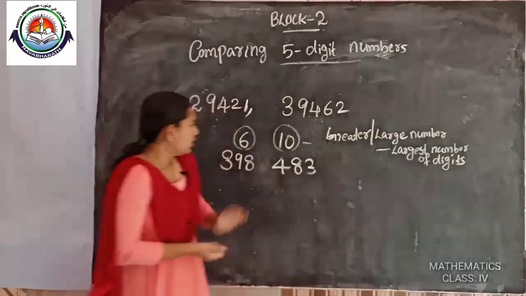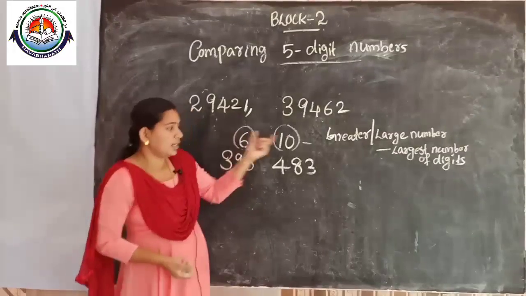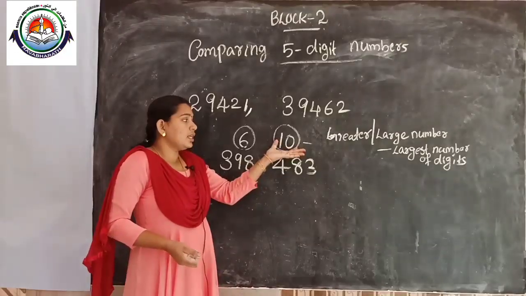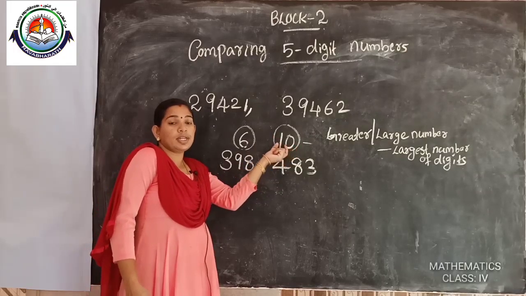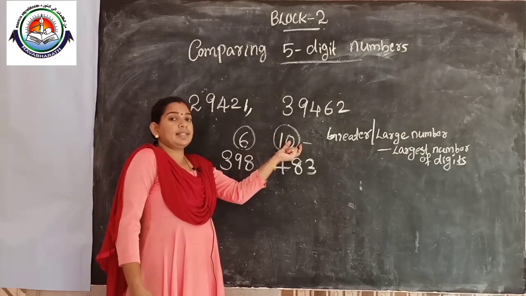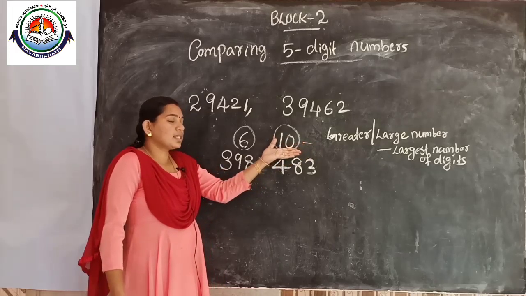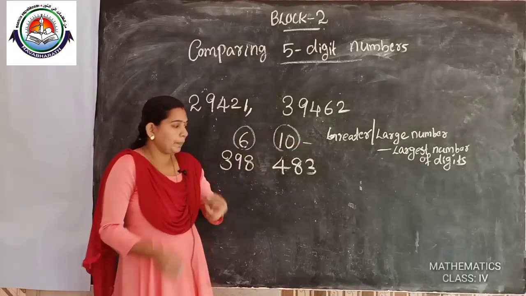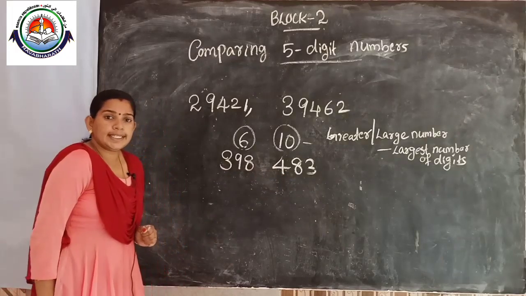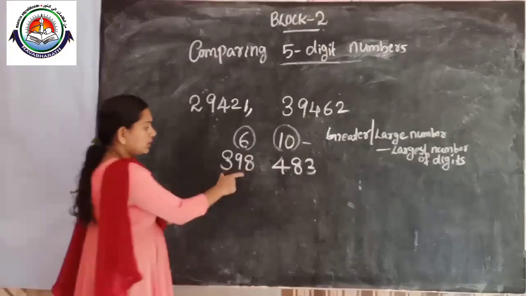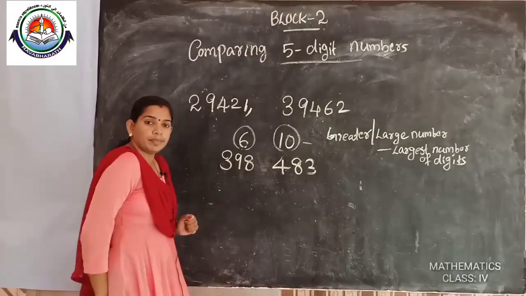Here, look, there is only 1 digit, here 2 digits. The largest number of digits is here, 2 digits. So the number of digits is largest here, so this is the largest or greatest number. But in this case, both have the same number of digits, here both have 3 digits.